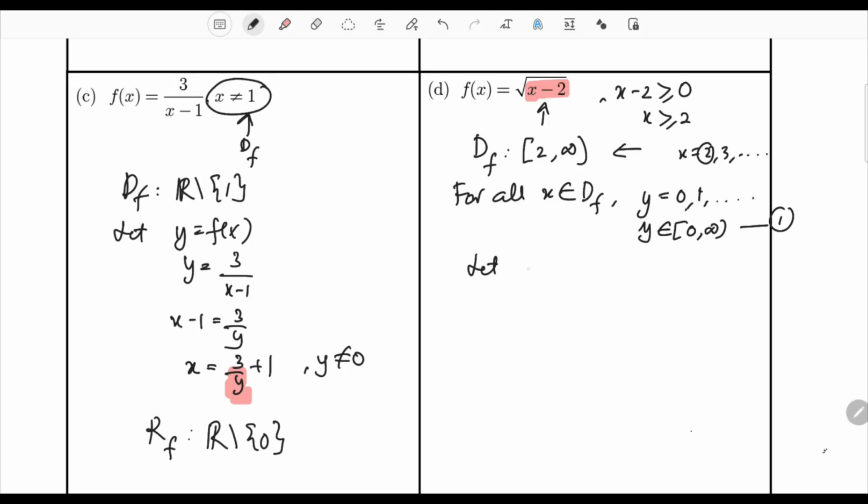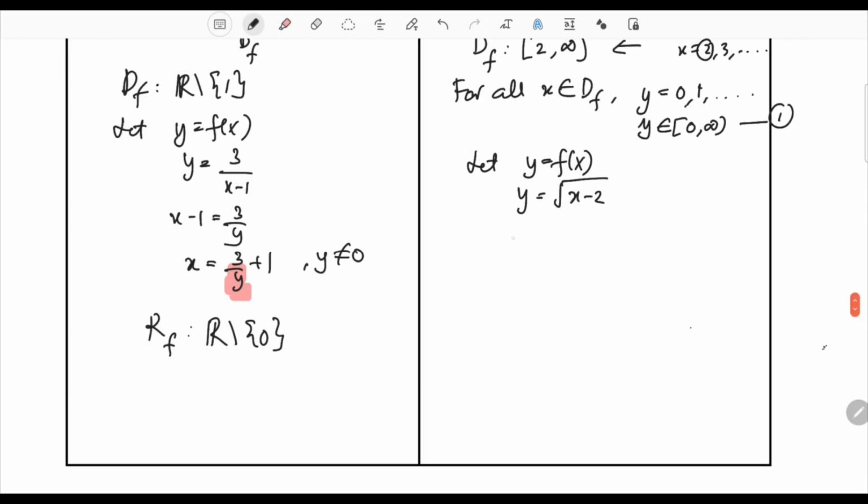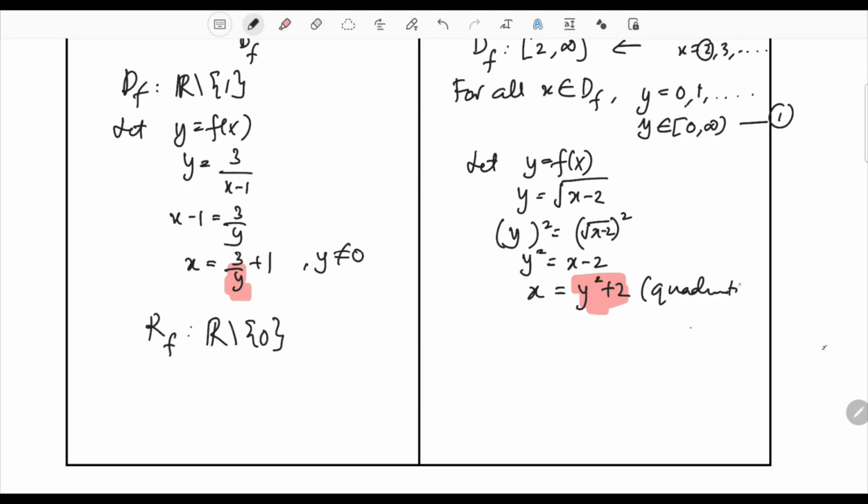Next, we're going to let y equal to f(x). So y equal to square root of (x minus 2). We square both sides to eliminate the square root. So we have y squared equal to x minus 2. Rearrange, x equal to y squared plus 2. If you look at the right side, this is y squared plus 2, which is a quadratic. Anything with a quadratic, the values of y must be real numbers.